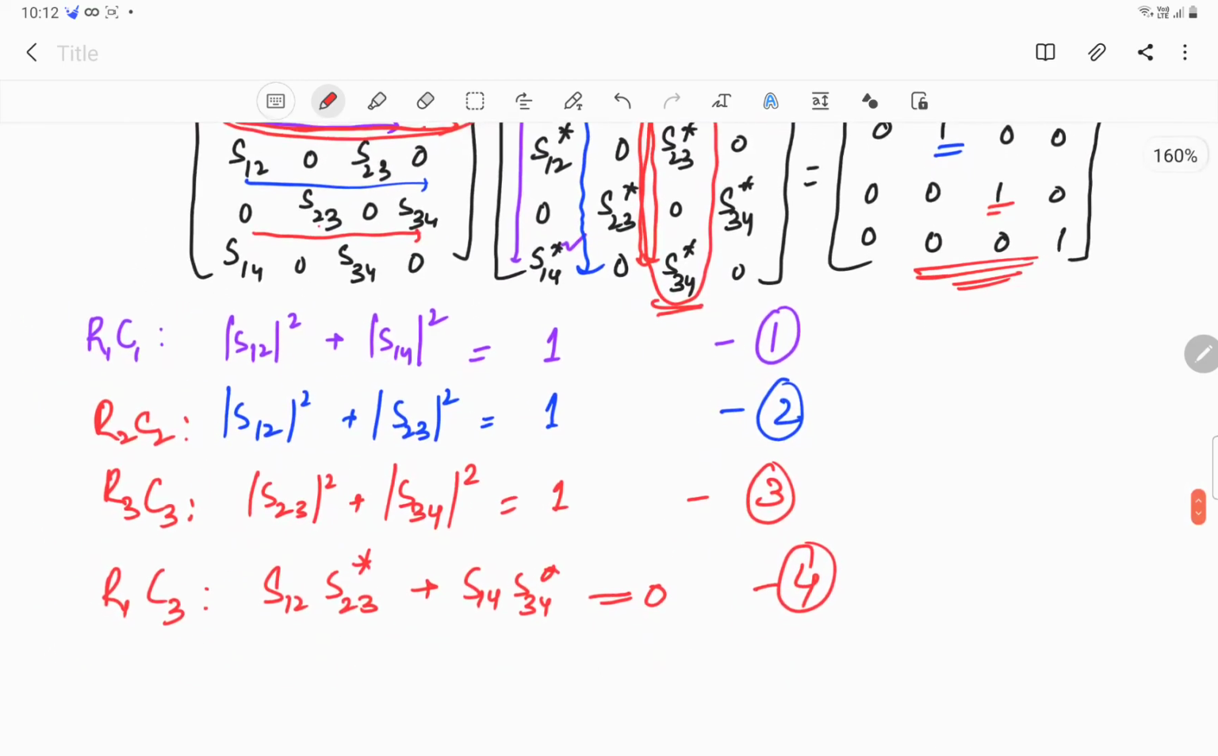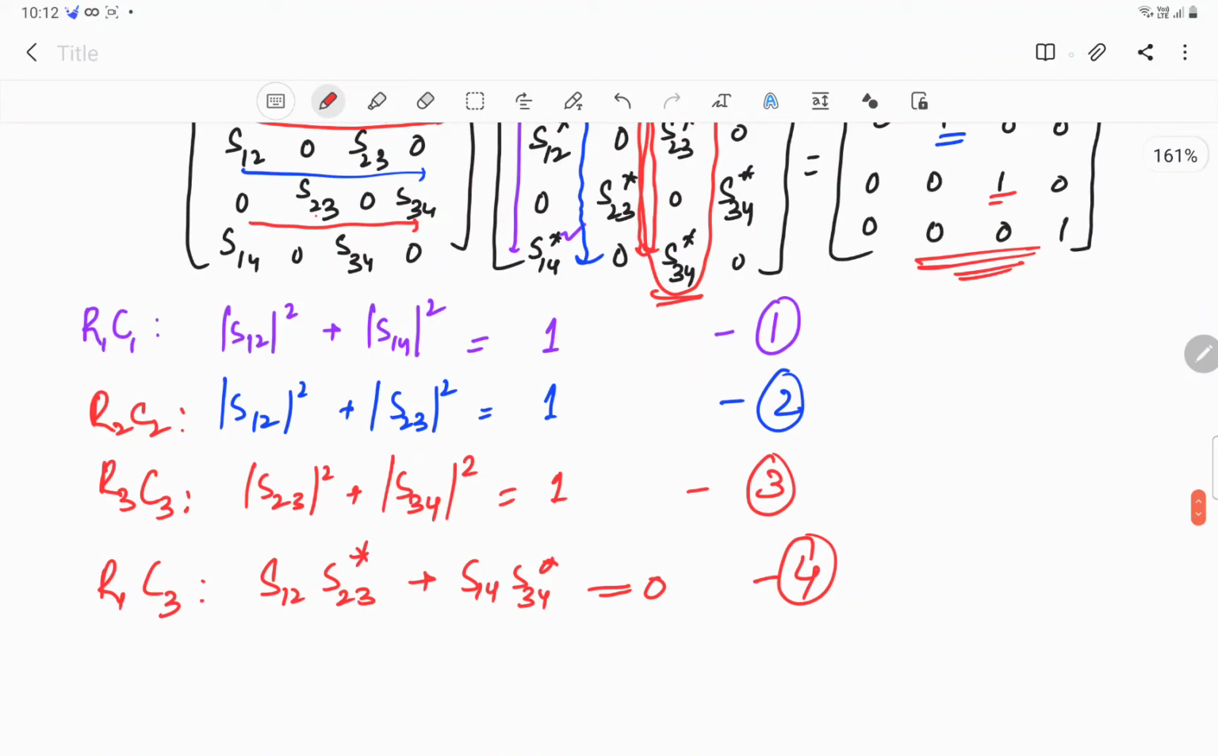So we need 4 equations, as I said, because we have 4 unknowns. If I look at equations 1 and 2, on the right hand sides we have 1, so the left hand sides of equations 1 and 2 must be equal as well. On comparing them, S12 cancels, and S14 has to be equal to S23. So S14 would be equal to S23 from equations 1 and 2.